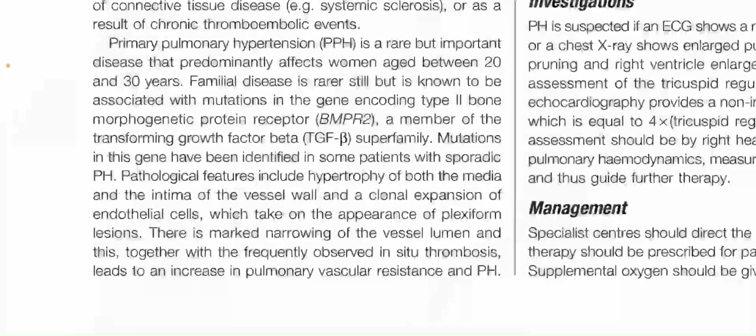Pathological features include hypertrophy of both the media and the intima of the vessel wall and a clonal expansion of endothelial cells, which take on the appearance of plexiform lesions. There is marked narrowing of the vessel lumen, and this, together with the frequently observed in situ thrombosis, leads to an increase in pulmonary vascular resistance and pulmonary hypertension.